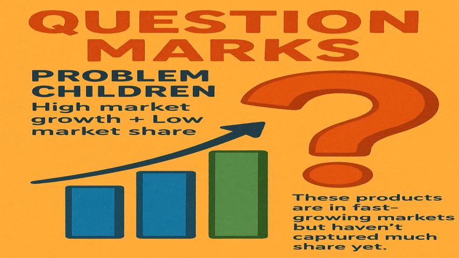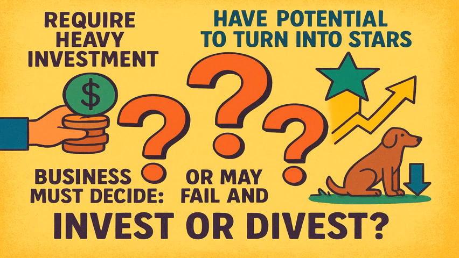These question mark products are in fast growing markets but haven't captured much share yet. These products require heavy investment, and the business must decide whether to invest or divest. Divest means discontinue. These question mark products have potential to turn into stars if they get high market share and high market growth, or they may fail and become dogs.